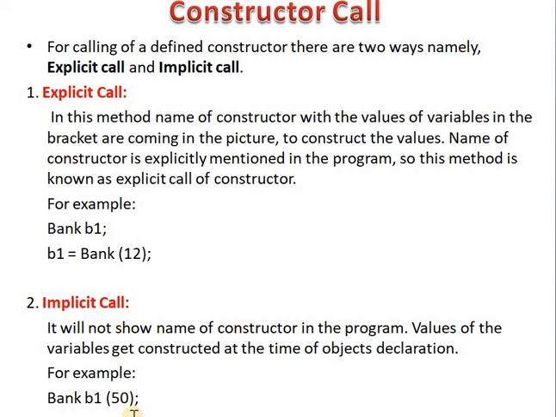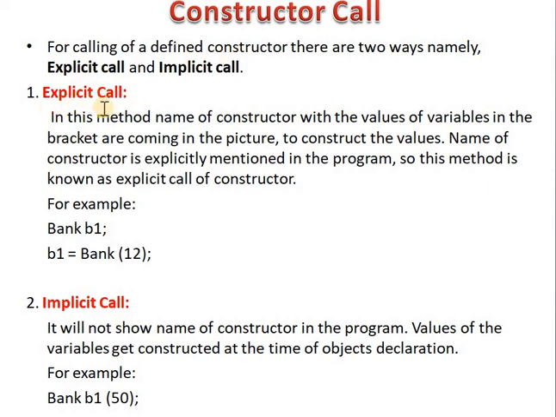Next one is the constructor call. Here we will see how the defined constructor will be called. For calling a defined constructor, there are two ways. The first one is the explicit call and the second one is the implicit call. Let's see them one by one.